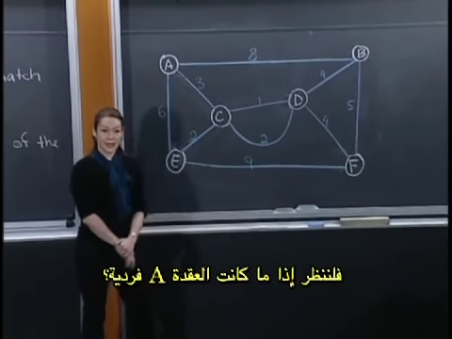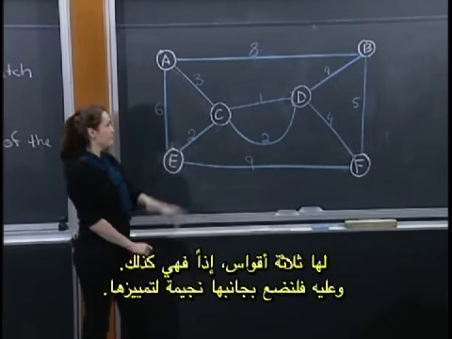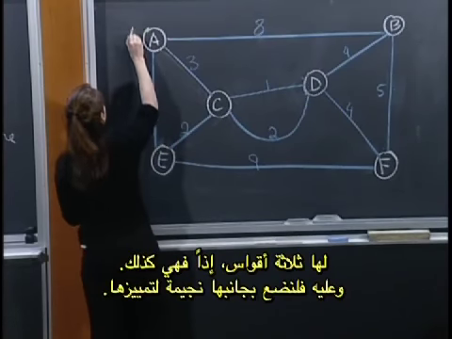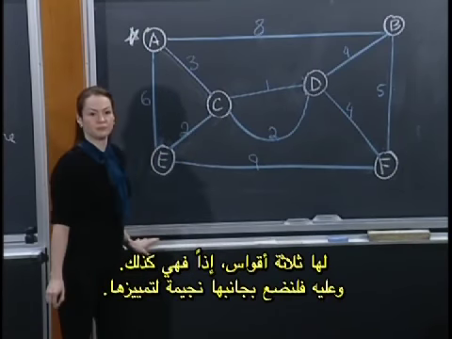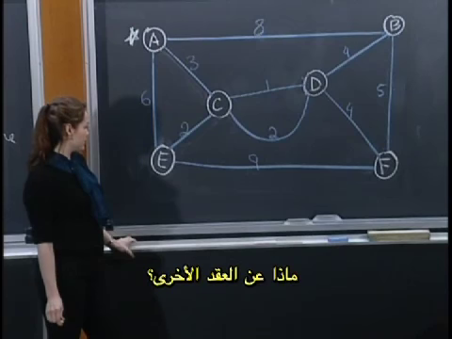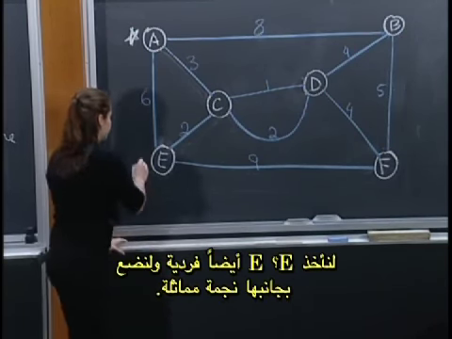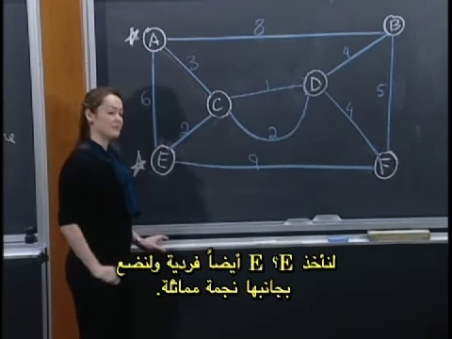Let's see. Is A an odd degree node? Well, it has 3 arcs, so yes, it is. And let's mark it as such. Let's draw a little star next to it. What about other nodes? E is an odd degree node as well. So let's draw a star next to that one as well.